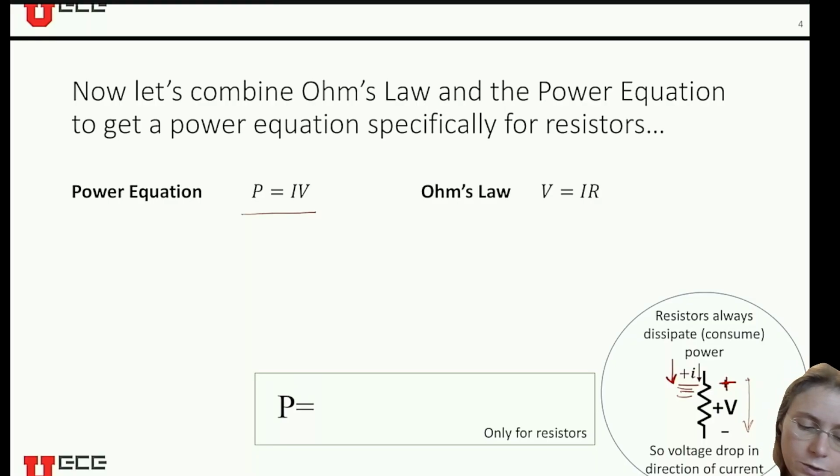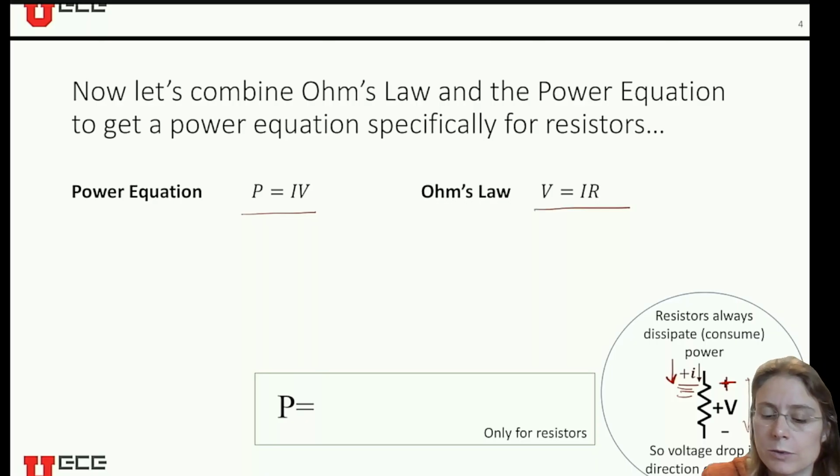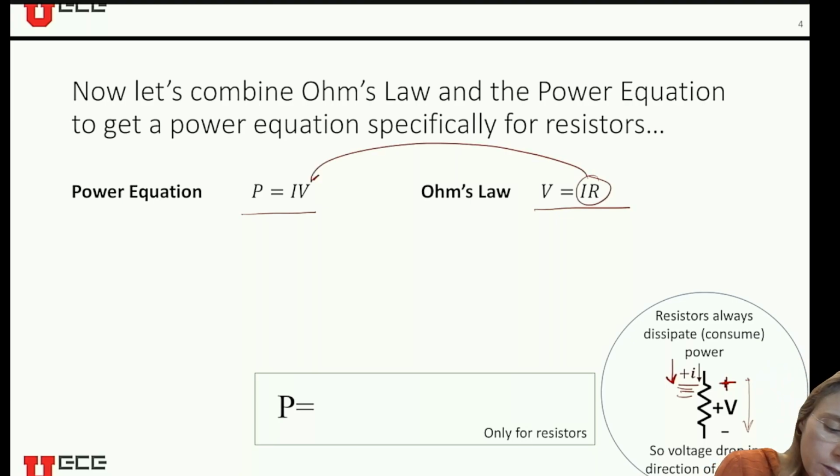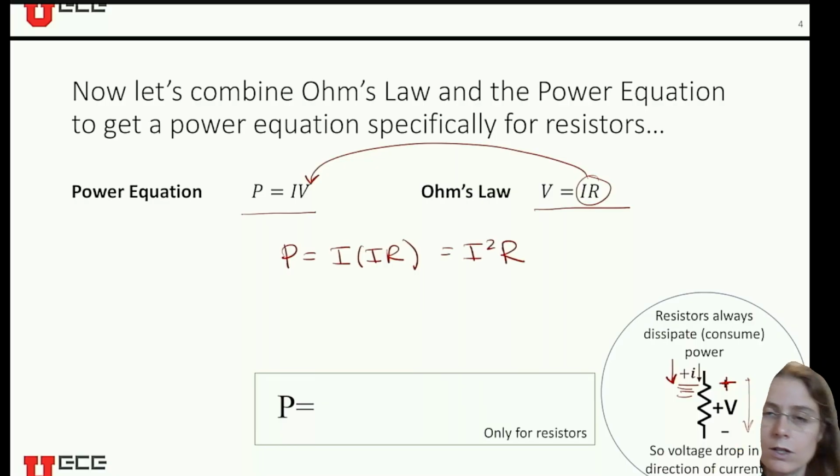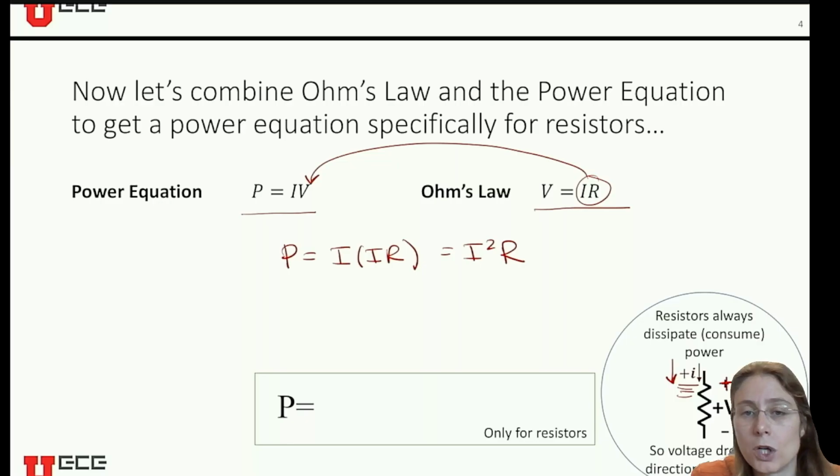Okay, so let's combine these two equations. So power is equal to current times voltage. Voltage is equal to current times resistance in a resistor. So I can just plug this in for voltage to get P is equal to I times IR, which is I squared R. So if I know the current through a resistor and its resistance, I can calculate the power dissipated in the resistor.